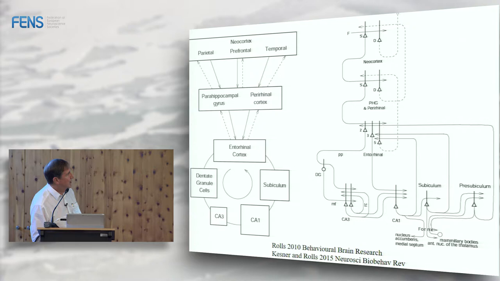So these solid lines are the forward projections. From perirhinal, we then come down here into entorhinal cortex. Entorhinal cortex then projects into dentate and also has an input directly to CA3. CA3 is the key part with these recurrent collaterals, the single network. And then CA3 projects on to CA1, which doesn't have recurrent collaterals.